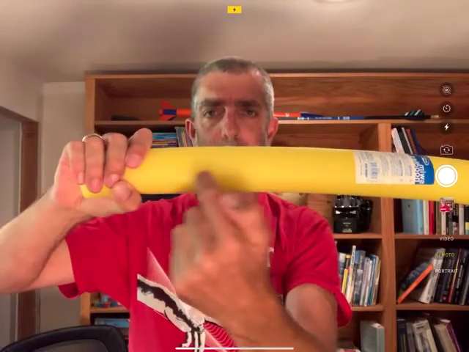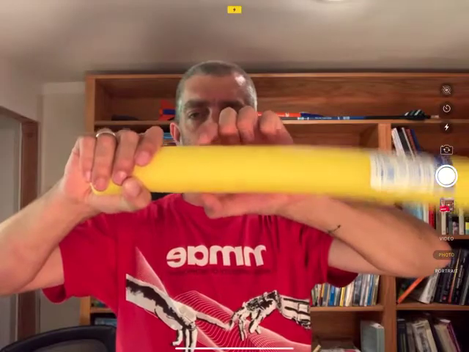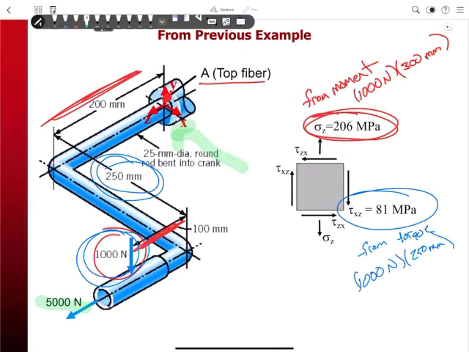So the 1,000 Newton force causes bending like this. And so this is the neutral axis here. This is the other neutral axis, but you can see this is the neutral axis. That fiber doesn't stretch at all, so there's no stress there. All the stress is up here. So this is all our stresses. It results in the blue one, 81 megapascals of shear stress, and the red one is 206 megapascals of normal stress.